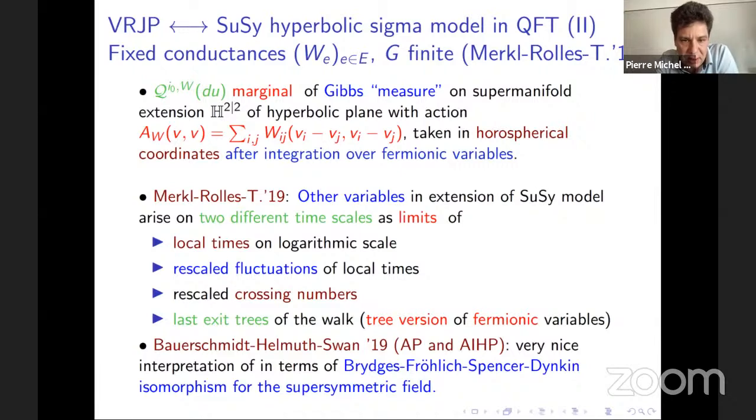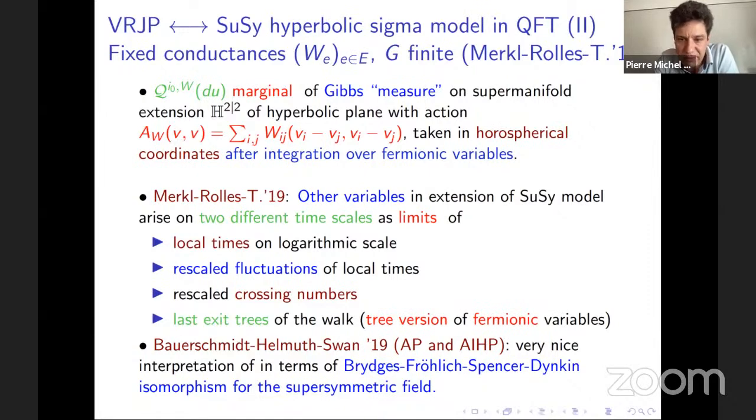So very nice work by Roland, Barbara Schmidt, Tyler Helmuth, and Andrew Swan, where they actually find Lynkin's isomorphism. Lynkin's isomorphism was discovered by many people: Bridges, Froelich, and Spencer first, I think, and there was also some early work by Szymanczyk and by Lüttinger. So what is Lynkin's isomorphism? It's an integral identity which relates the local time of a process.